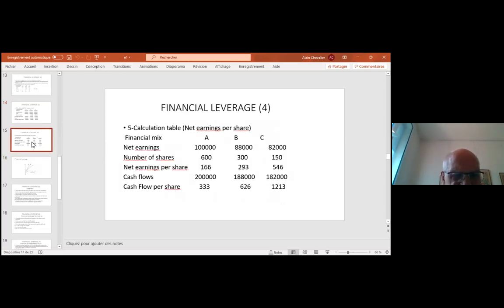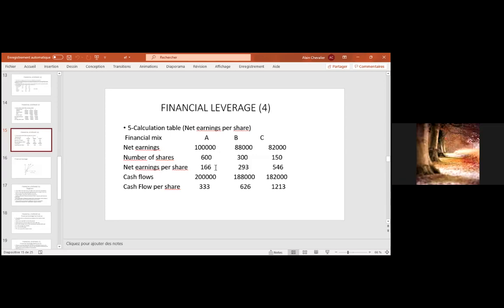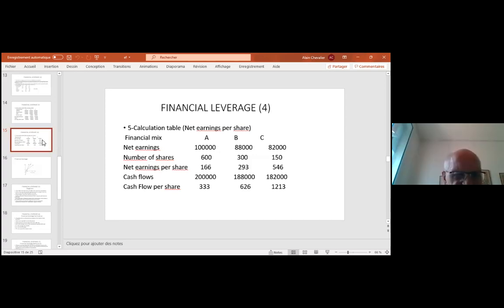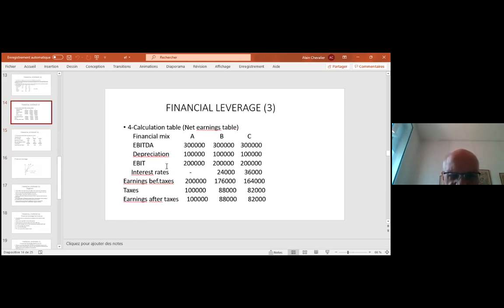Let me see, yeah, it is here. We know that with this mix, 100% equity, the net earning per share is 166. Net earning per share is 166. And this is for a level of EBIT, which has been calculated somewhere here, which is 200,000.